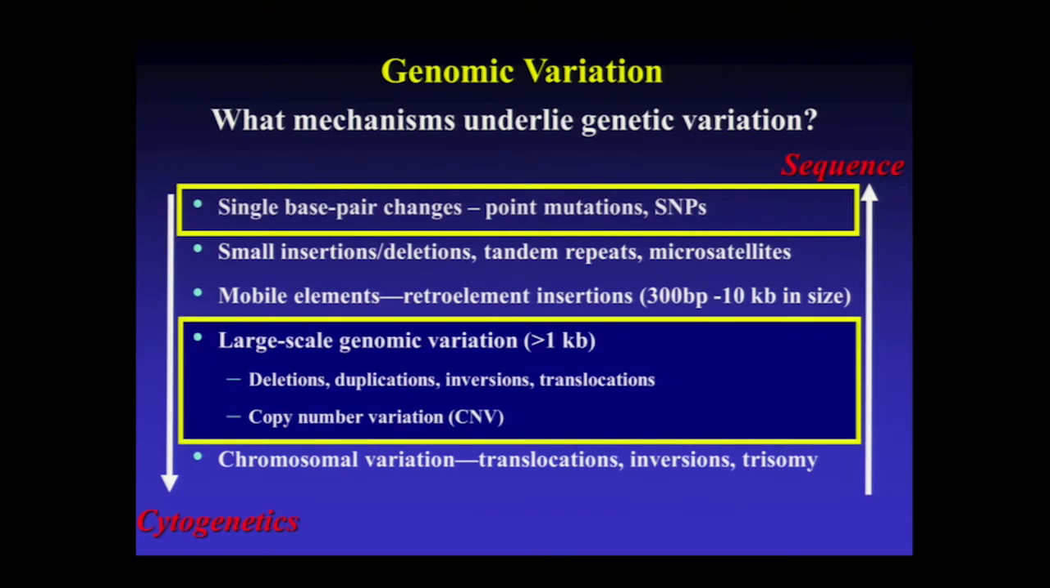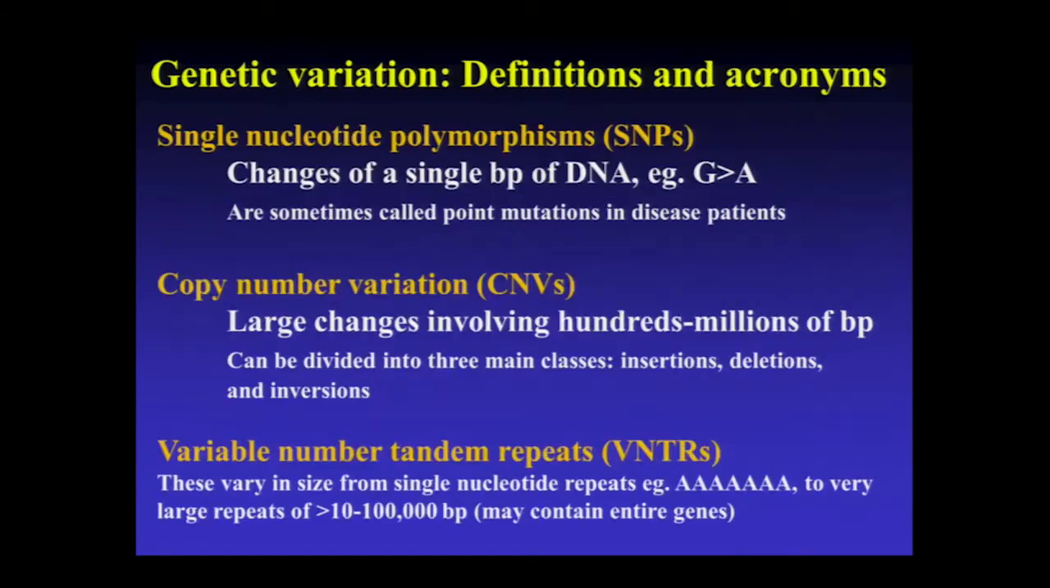I'm going to talk more about this class of genetic variation, structural variation or copy number variation, and a little bit about some of these, particularly tandem repeats and microsatellites, what they are and maybe why they're interesting. Okay, so I just talked about that.